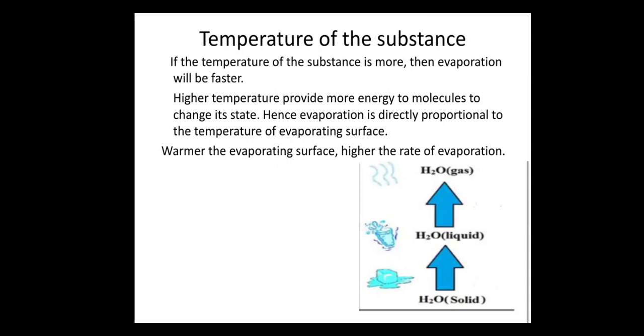You can understand this factor with the help of the diagram given below, that if a solid, that is a piece of ice, is kept at room temperature, then it will start melting first, and after some time, if the temperature keeps on increasing, then we will obtain the vapors of the water.